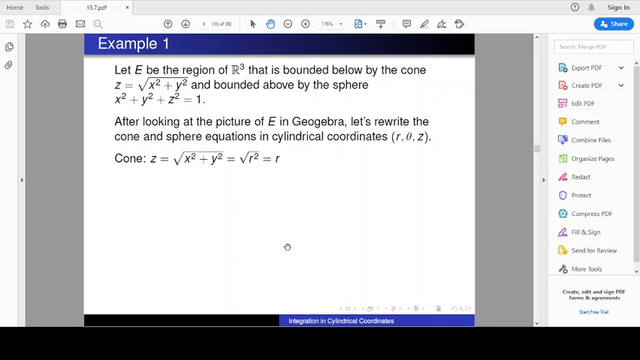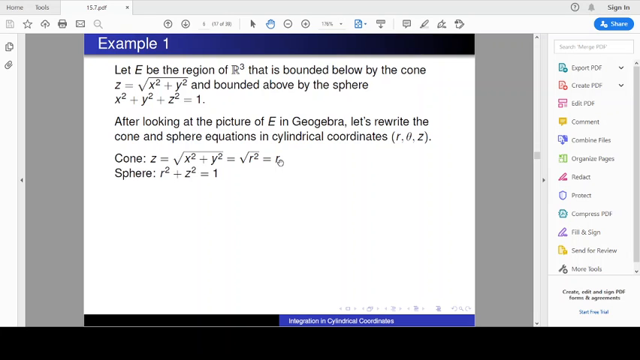So we've looked at the picture in GeoGebra, and we've decided to use cylindrical coordinates r, theta, z, because there was rotational symmetry about the z-axis. Let's go to the cone. The cone is z equals the square root of x squared plus y squared. Remember, in polar coordinates, x squared plus y squared is r squared, and the square root of r squared is just r. So we get this very nice equation for the cone in cylindrical coordinates, z equals r. It's like a linear function of r. Very nice.